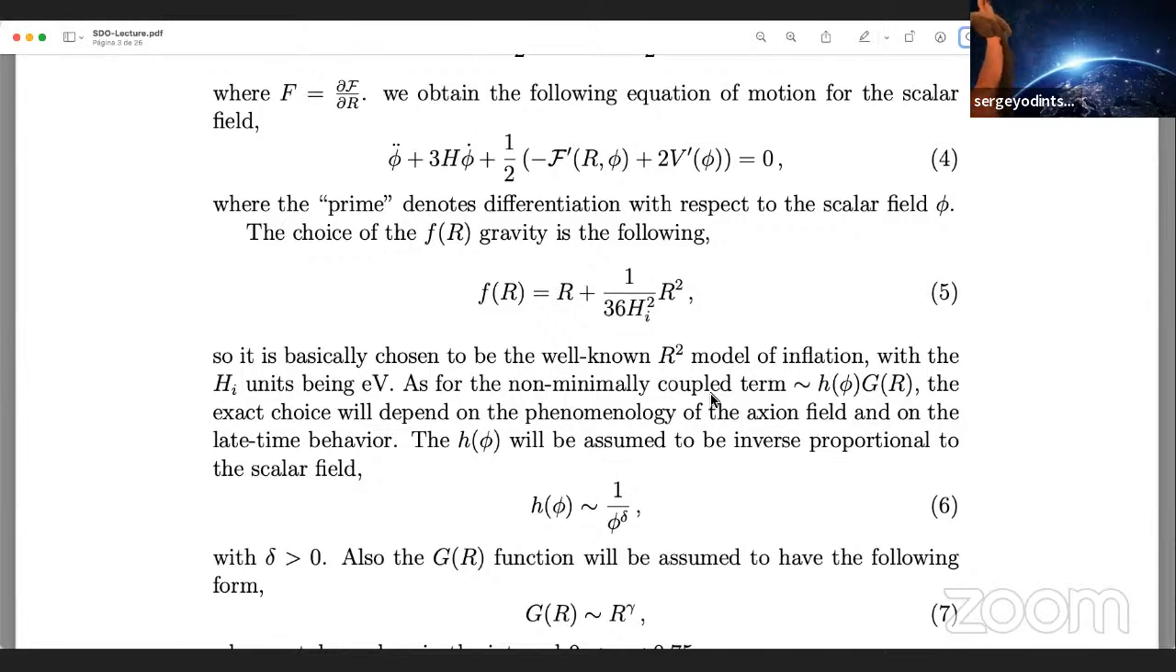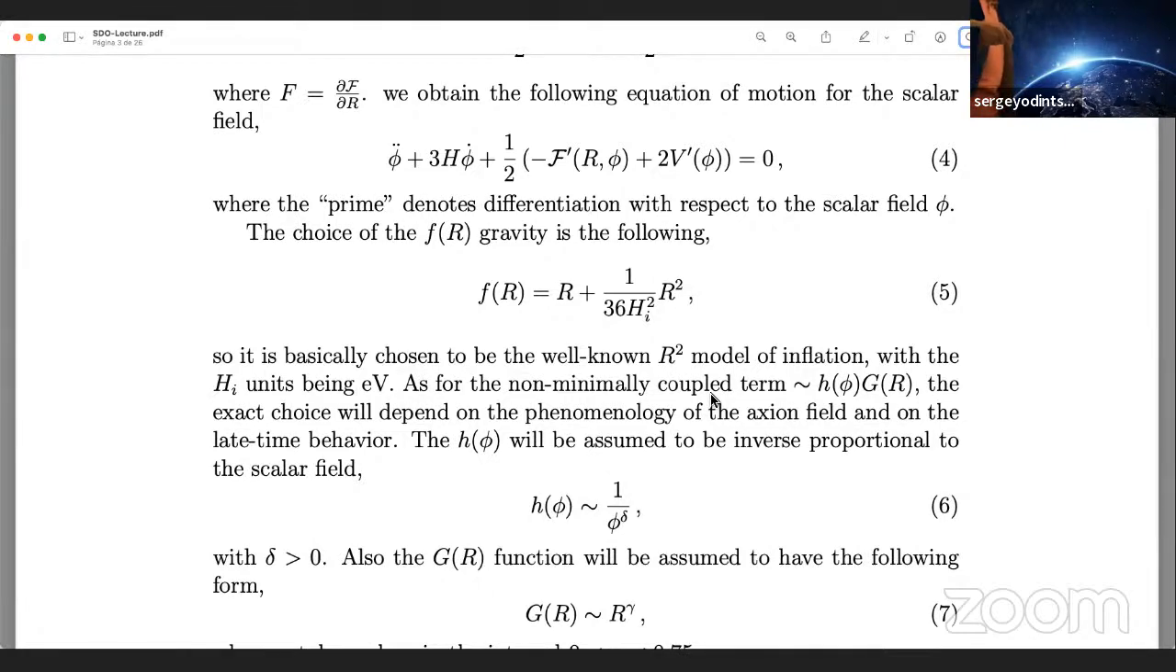Then we have this non-minimal term. For the non-minimal term, we should take the following choice, so that this non-minimal coupling of axion field with modified gravity would not spoil our inflationary epoch. So we should put some restrictions on this term so that it would be invisible during inflation, or would give only a very small contribution.